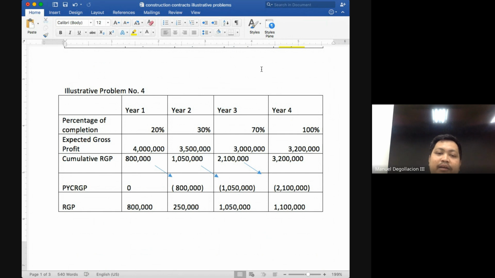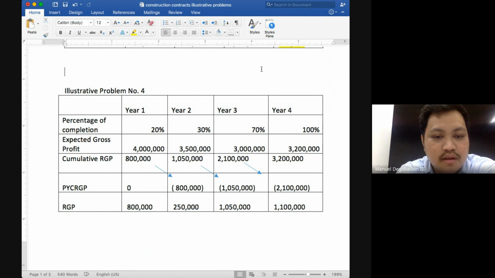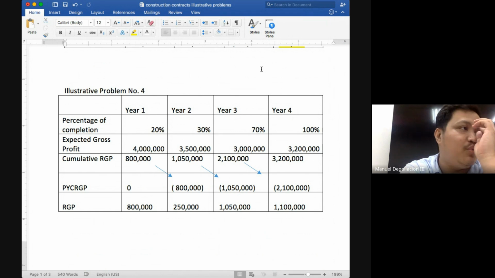So 30% times 3,500,000, because that's the procedure. How much will that give you? 1,050,000. Okay, but that is not yet the answer because the amount that you would get is still the cumulative RGP. What's the next step? Deduct the cumulative RGP from the previous year, which was 800,000. So the additional profit that you have earned this year is only 250,000. So if you are asked how much is the RGP for year 2, the answer would be 250,000.